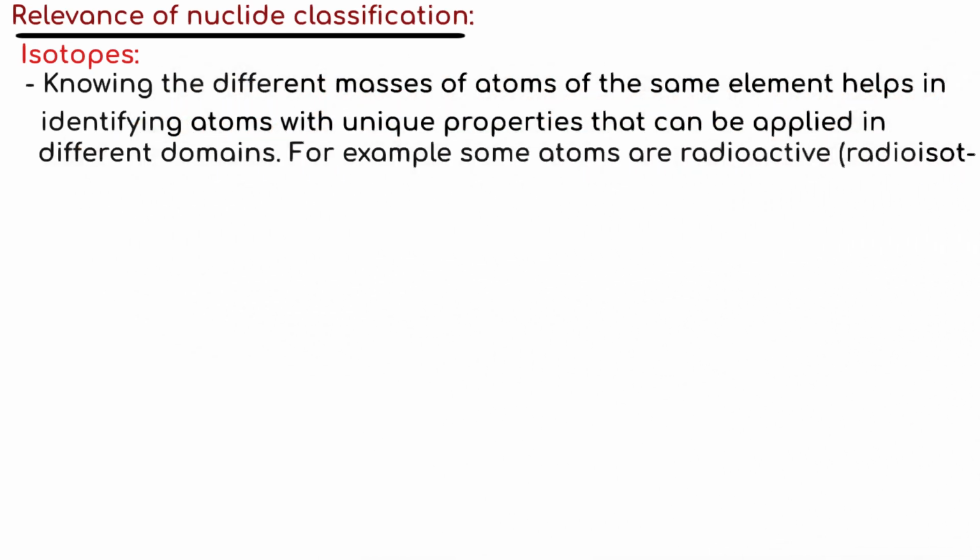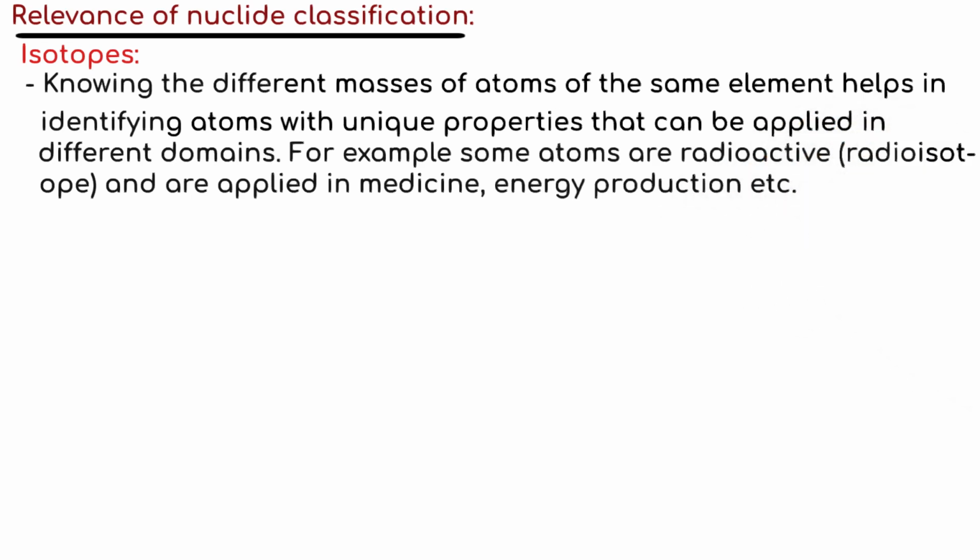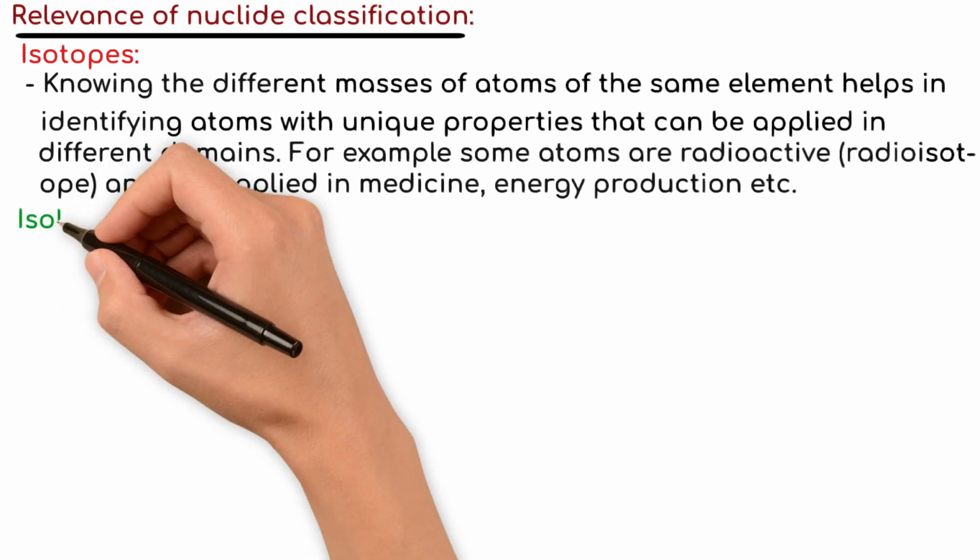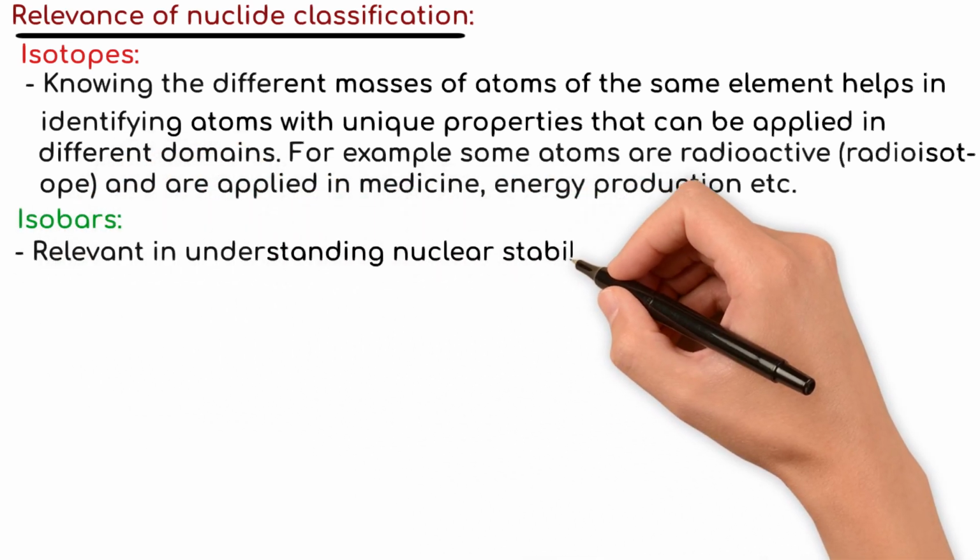Let's take, for example, 2 isotopes of carbon, which are carbon-12 and carbon-14. Carbon-12 is very stable, and that is one of the reasons why it is used as a standard in determining the relative atomic mass of all other elements. Carbon-14 is radioactive. It is a radioisotope. That means it undergoes radioactivity, and it is used in different ways. One of the ways is that it is used in determining the age of organic materials through a process called radiocarbon dating.